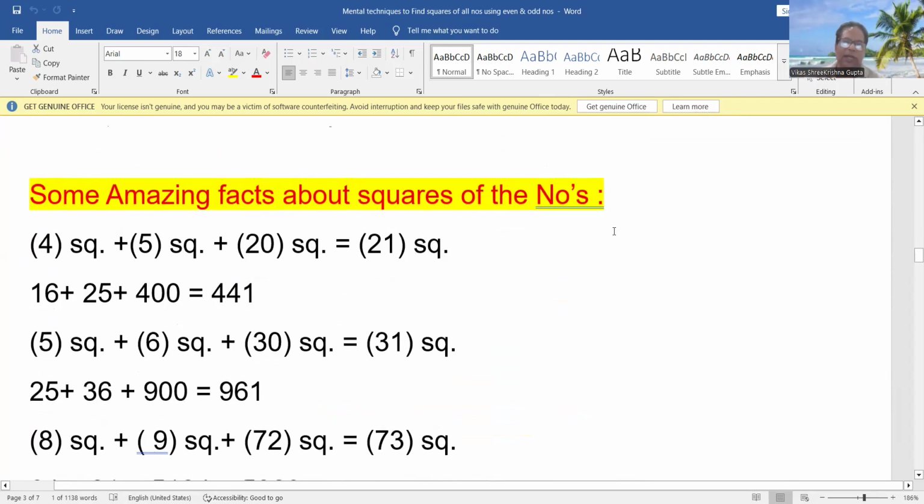Now these wonderful properties I have written over the squares of numbers. 4 square plus 5 square plus 20 square is equal to 21 square. Now why 20? Because 4 into 5 is 20, and one more than this is 21. When you add all these three squares, 4 square, 5 square, and 4 into 5, 20 square, you get the answer of the next number, 20 plus 1, 21 square.